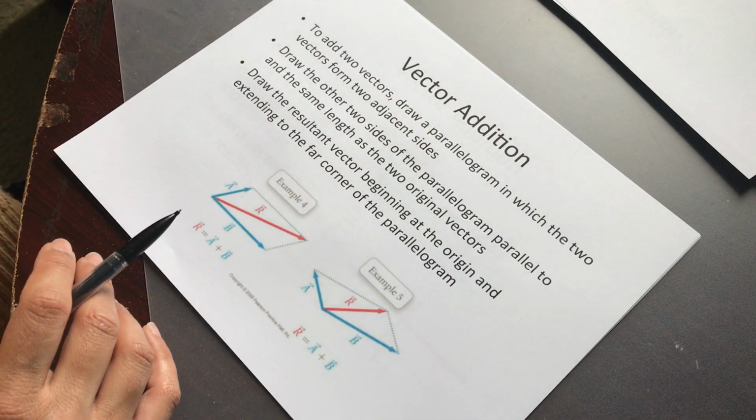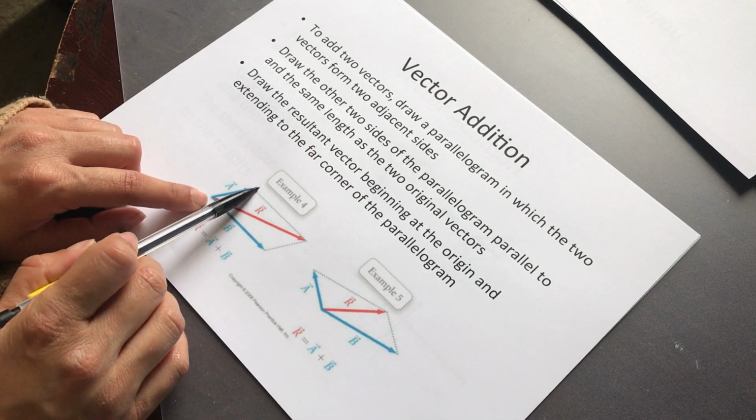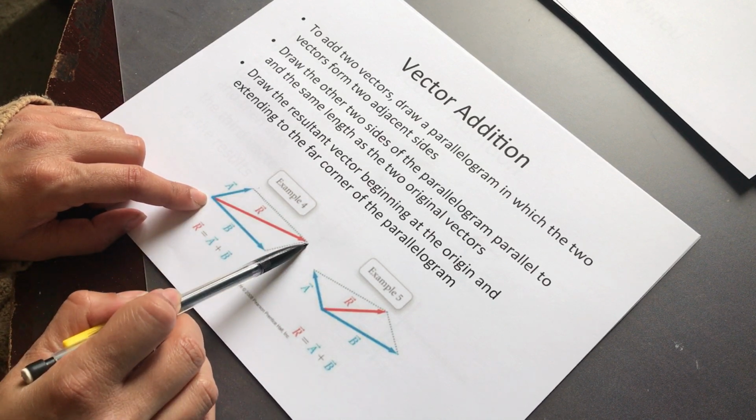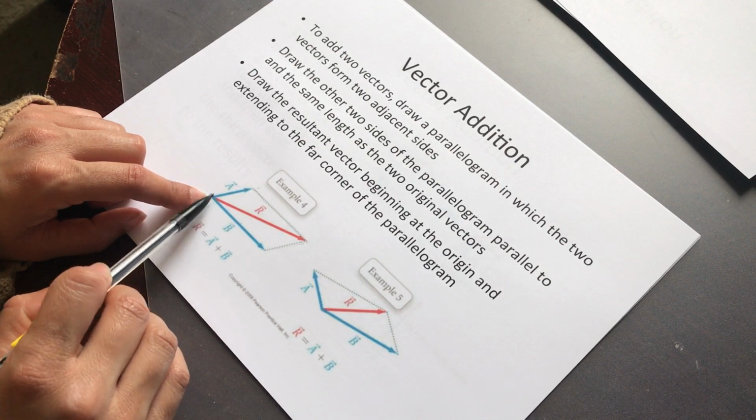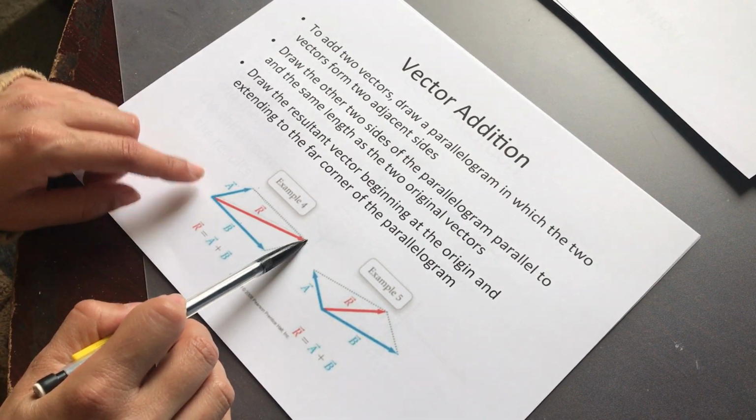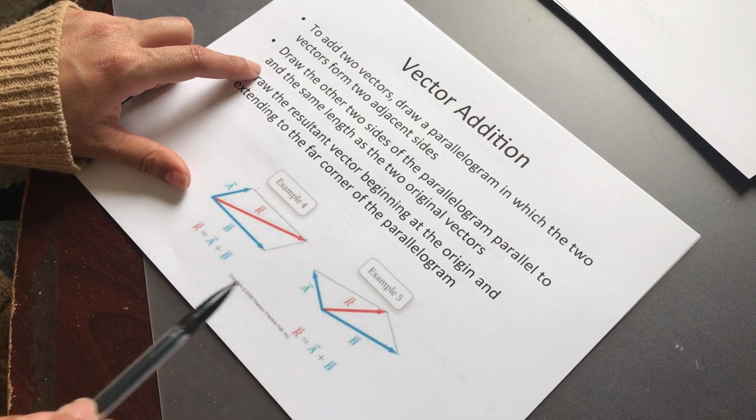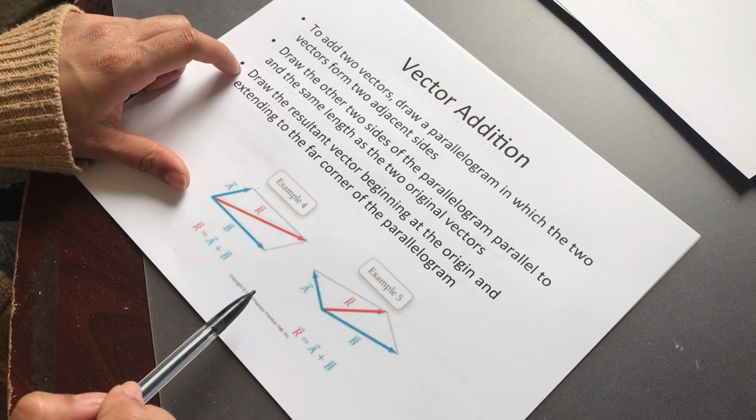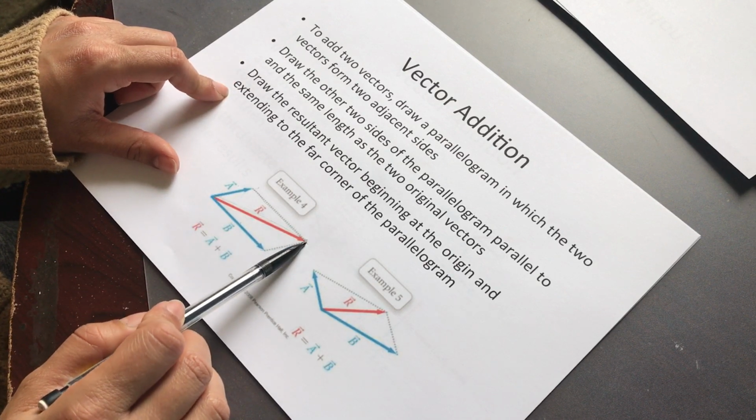To add two vectors, draw a parallelogram in which the two vectors form two adjacent sides. So here you have one vector and then you have another vector, and we draw a parallelogram by just drawing a line and another line to connect them, where the sum of the two would be right in the middle. Draw the other two sides of the parallelogram parallel to and the same length as the two original vectors. Draw the resultant vector beginning at the origin and extending to the far corner of the parallelogram.